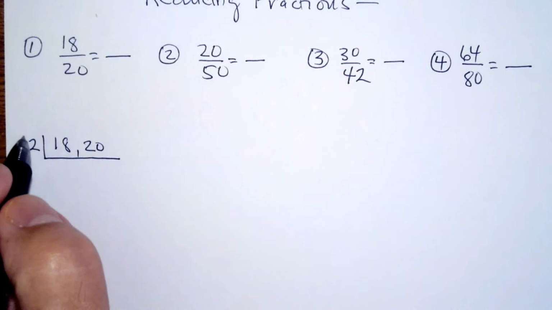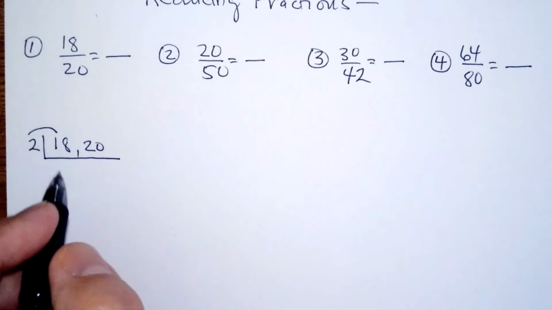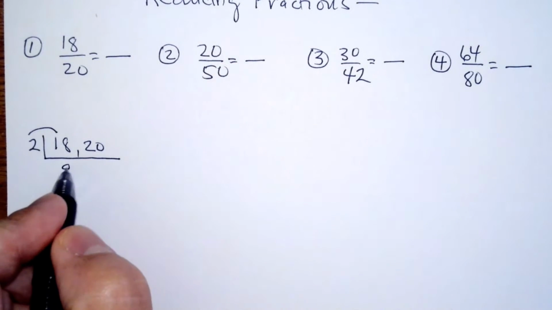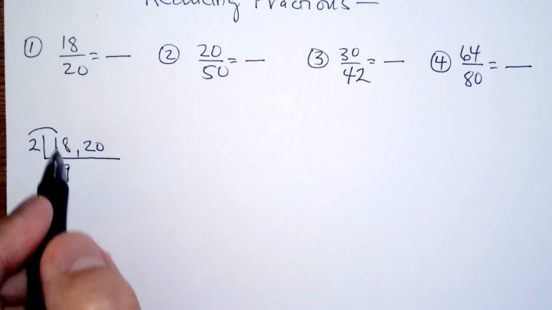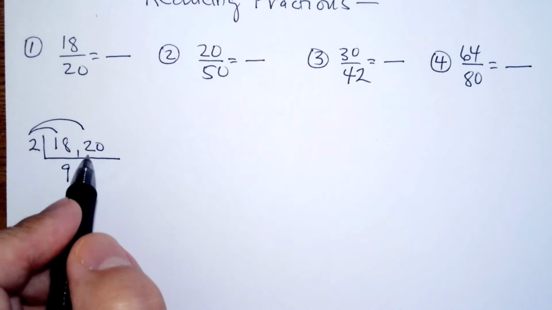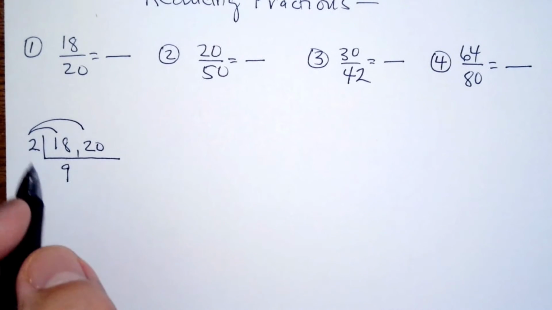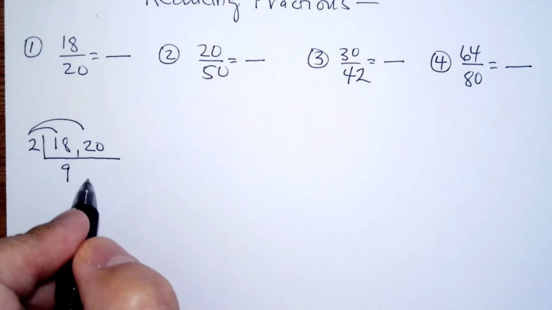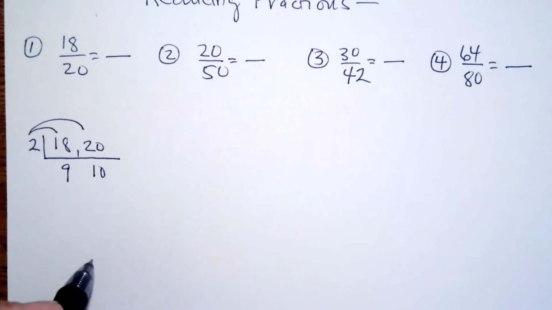Now ask yourself, 2 goes into 18 how many times? 9. What's half of 18? 9. How about 2 into 20? What is 20 divided by 2? If you have a calculator, it should give you 10.